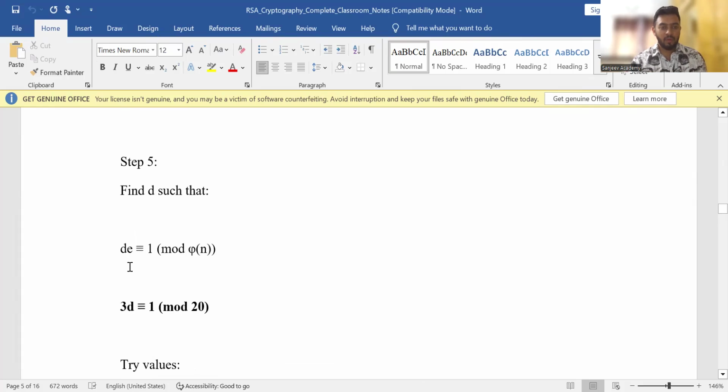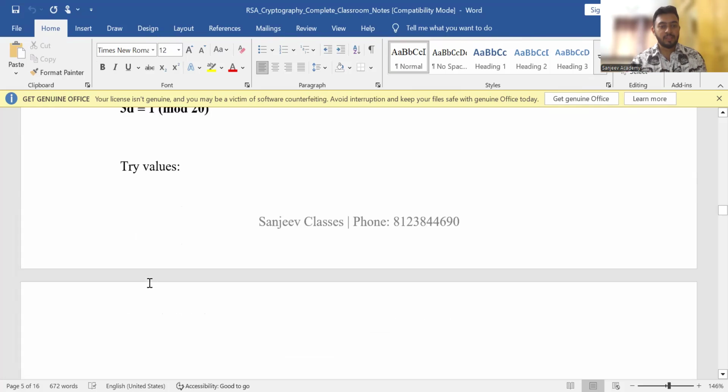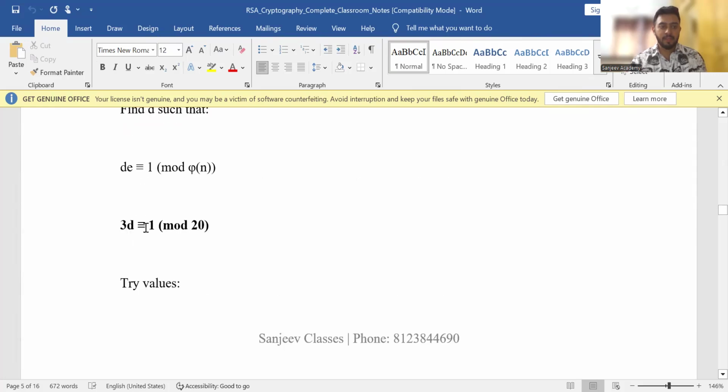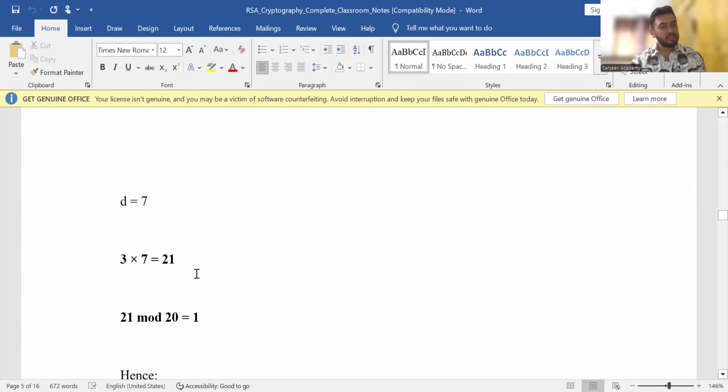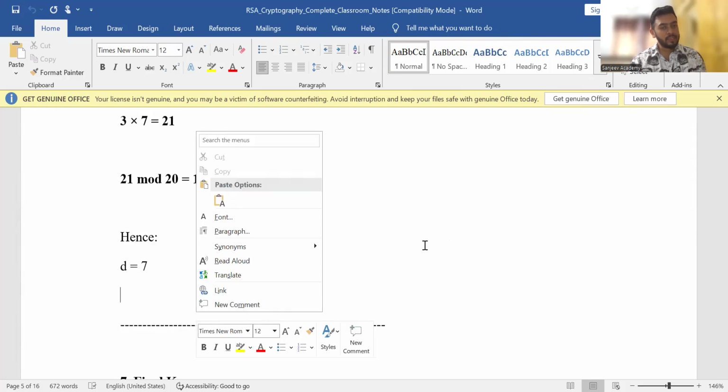Okay. So we only have to remember the steps. Suppose there is any difficulty, just write it down and practice. It's very easy. Coming to the D value, I have to get 1 as the remainder. So 3 7s are 21. Yes, 21 mod 20, what is the remainder? 1. So D is equal to 7. I'm trying the values here. So 21 mod 20 gives remainder 1. So D is equal to 7. I hope it is clear now.